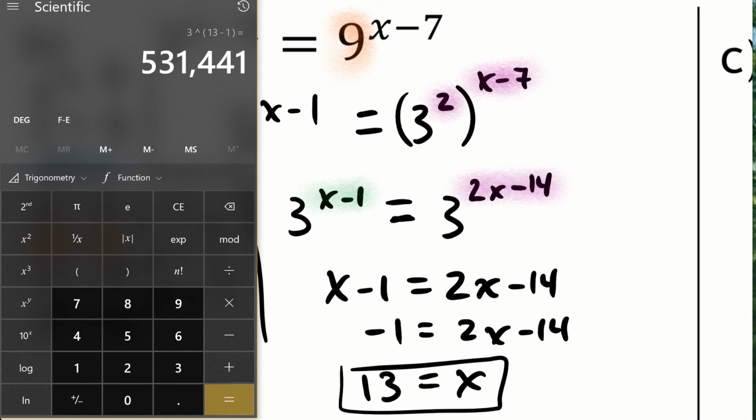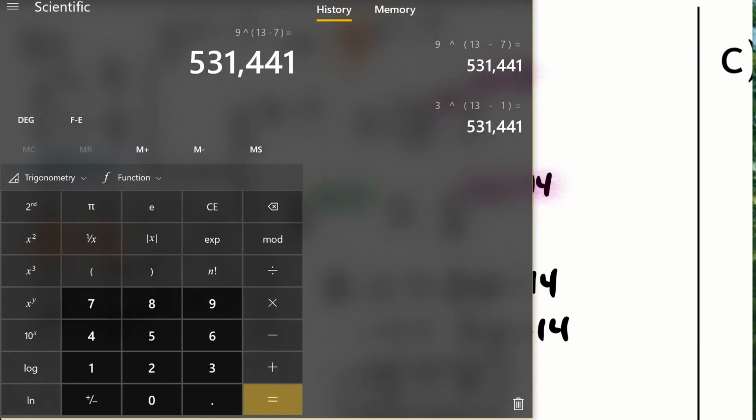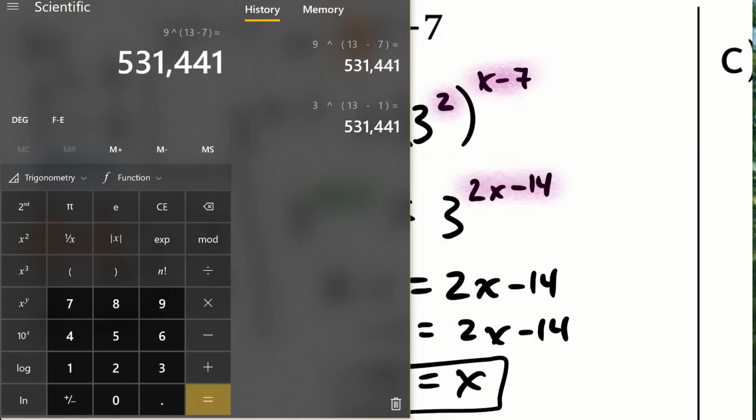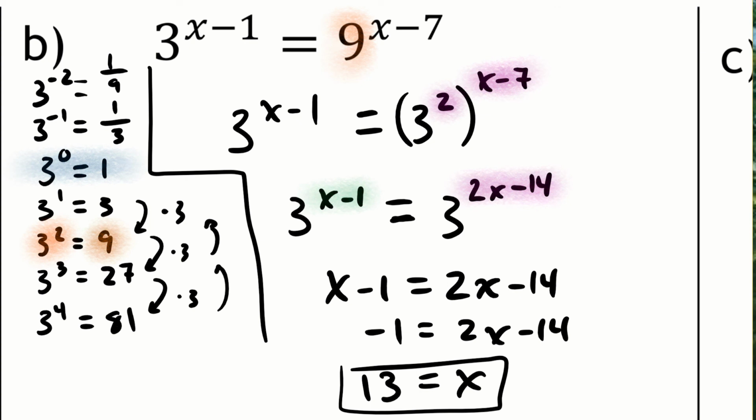But then let's do the same thing on the other side. So on the other side, I'm going to have 9, and I'm going to raise 9 to the 13 minus 7 power. So I'll open parens, 13 minus 7 power, close parens. And I get another large number, but where'd it go? Oh, there it is. There's my history. So you can see both of those are exactly 531,441. So when x is 13, it does make the left and the right hand side the same.